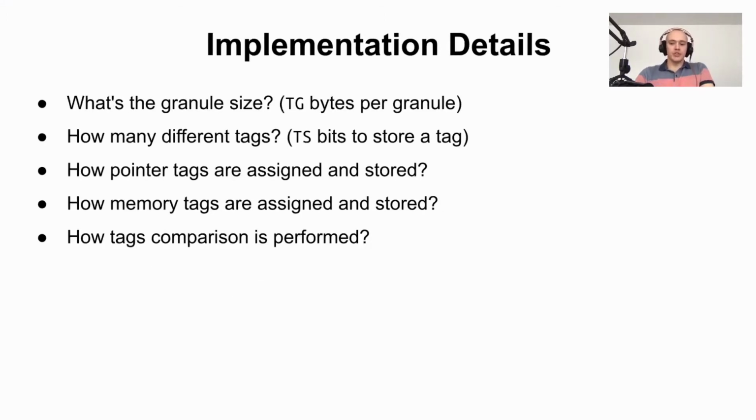So now this was the description and concept, and a particular implementation of memory tagging has to address the following questions. First of all, we have to choose a particular granule size. We have to decide how many different tags we have and how many bits we use to store a tag. We have to figure out how to assign and store pointer tags and how to assign and store memory tags. And finally, something has to perform the actual comparison of tags.